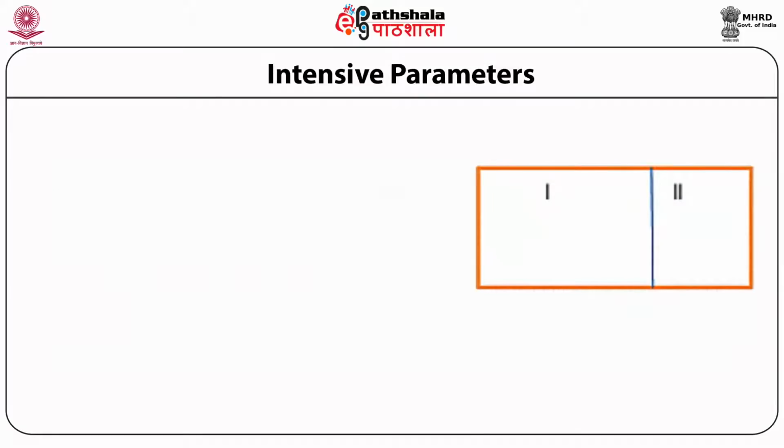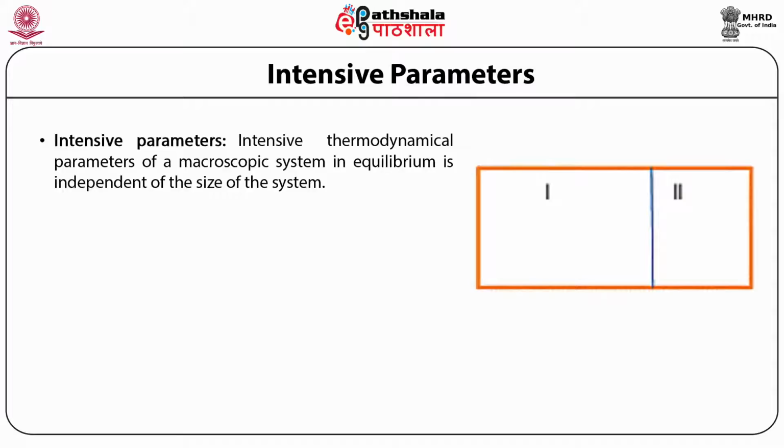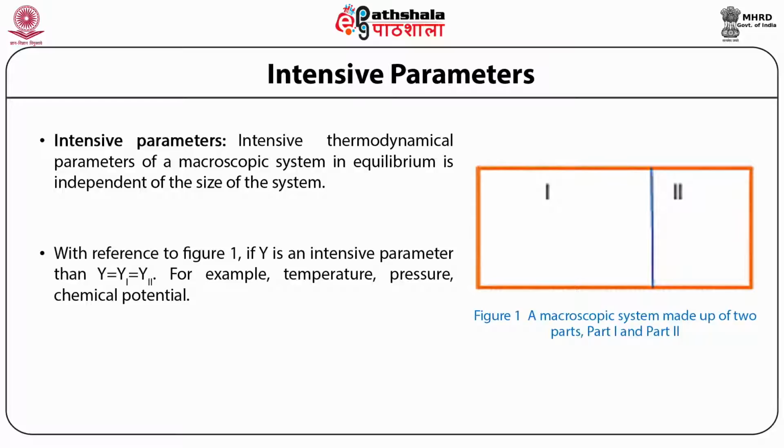Now we will try to understand what intensive parameters are. Intensive parameters are thermodynamical parameters of a macroscopic system in equilibrium which are independent of the size of the system. With reference to the figure which you are looking at, if y is an intensive parameter, then y is equal to y1 is equal to y2 with respect to the two parts. Examples of such intensive parameters include temperature, pressure, and chemical potential.